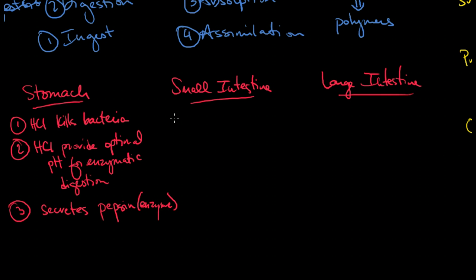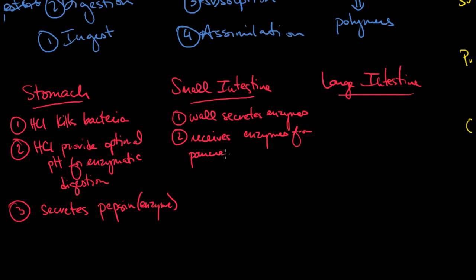The small intestine. So the wall actually, interestingly, secretes enzymes. It receives additional enzymes from the pancreas. And lastly, has villi to aid in the absorption of nutrients.